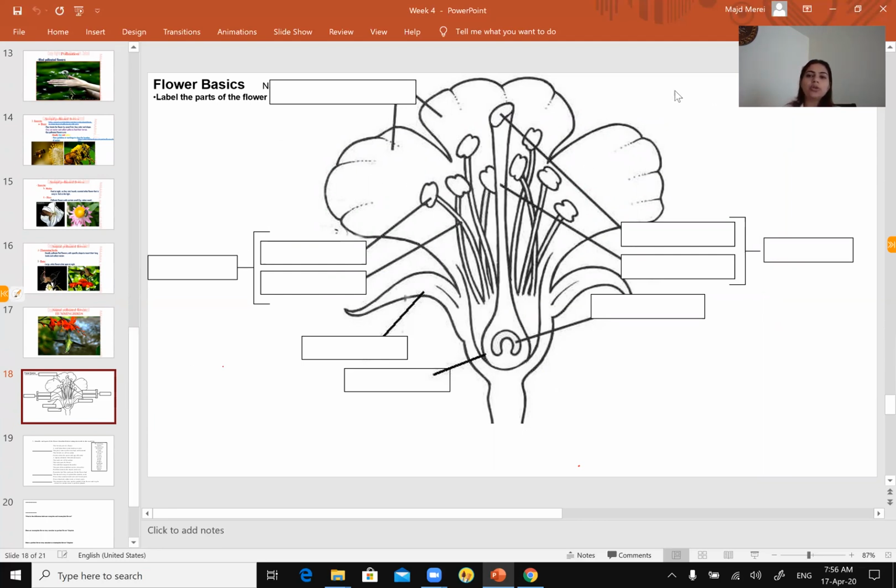Let's go through, okay, this diagram which shows the structure of flower. As I told you, that there are 4 different parts. The outermost one, which is sepal.